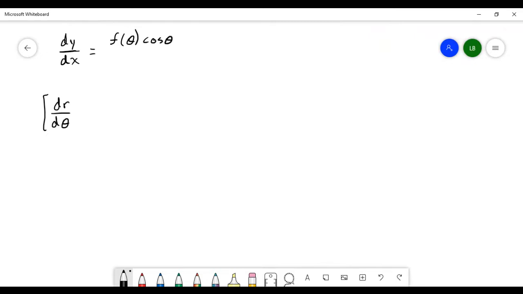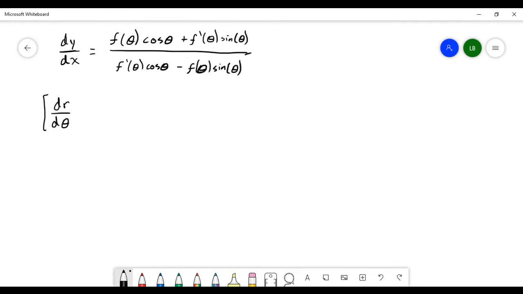f of theta times cosine of theta plus f prime of theta sine of theta, divided by f prime of theta cosine theta minus f of theta sine of theta. And that's basically why we don't tend to use dy over dx very frequently when we're working in polar, because it's kind of a big thing that doesn't really help us out a whole lot when we're working only in polar coordinates.